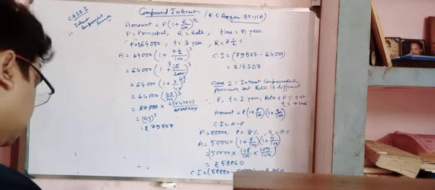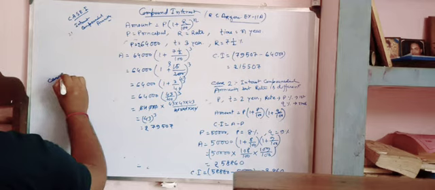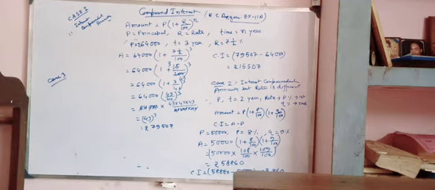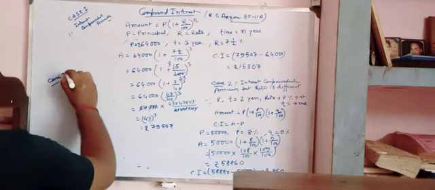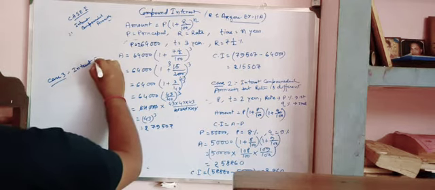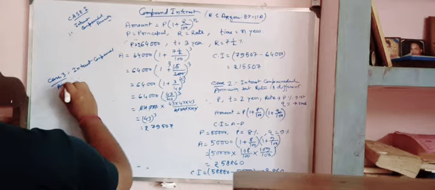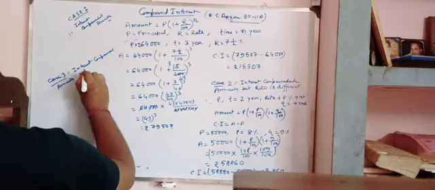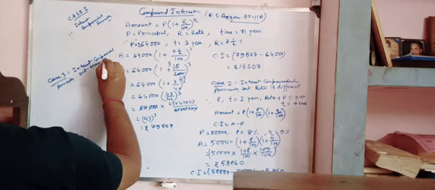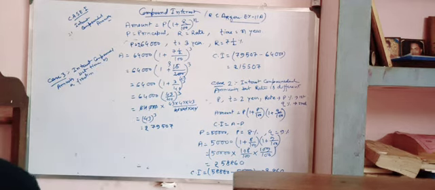Next come to case 3. Hope this is visible. What is my case 3? When interest is compounded annually but time is a fraction.